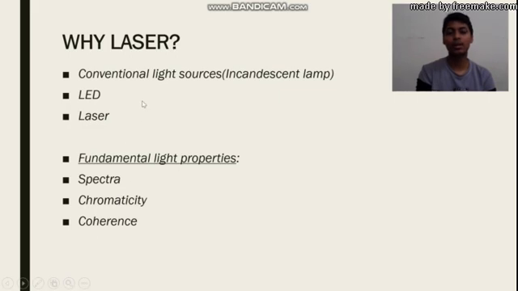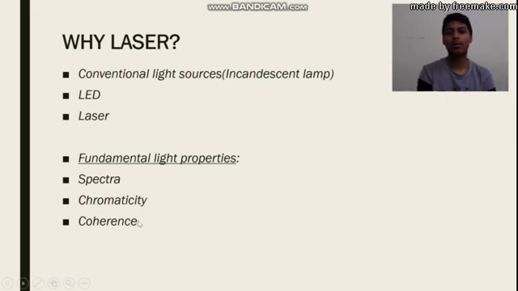So let us see which of these light sources have which spectra, which chromaticity and which coherence. Conventional light sources, a common example being the incandescent lamp, have continuous spectra, they are non-monochromatic and they are highly non-coherent. LED lights, which stand for light emitting diodes, have discrete spectra, they are monochromatic but non-coherent. And laser, which we are especially talking about in this video, has discrete spectra, is monochromatic and is highly coherent.